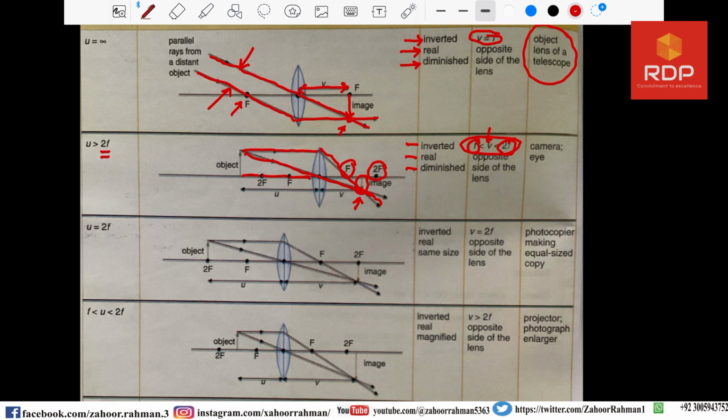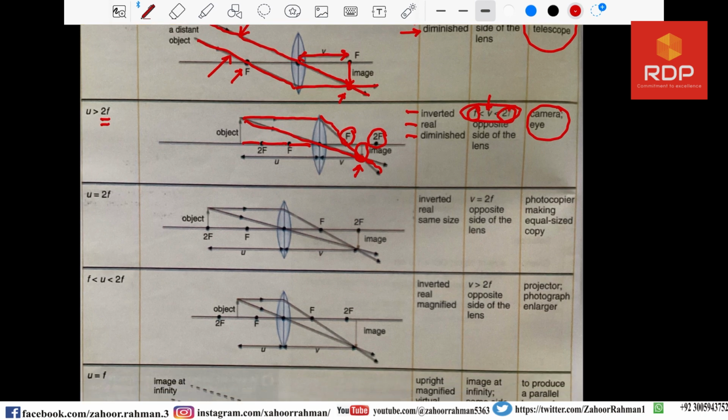We use this in a camera's eye, because your size is greater than the size of the image forming on the lens of the camera. Whenever you are printing your image on a piece of paper, your original size is much larger than the image you are seeing on that photograph, so it will be diminished.